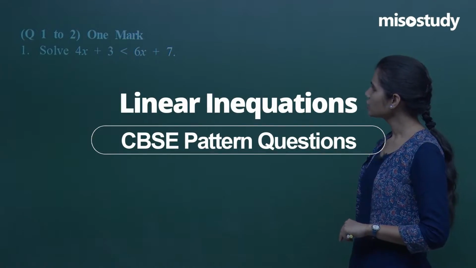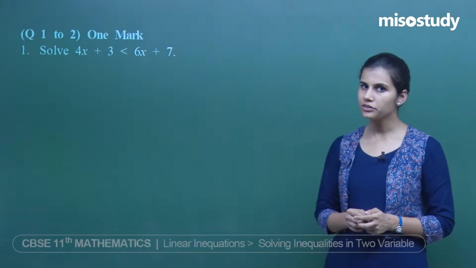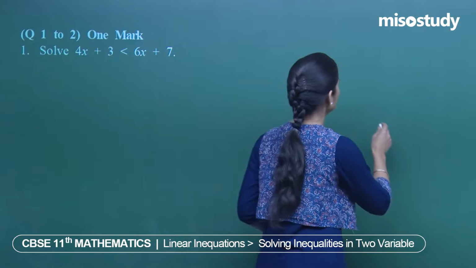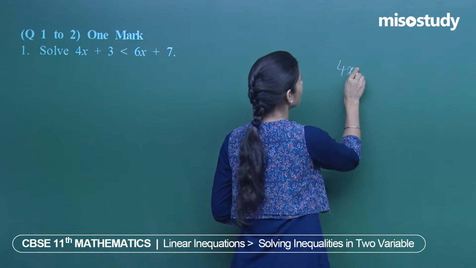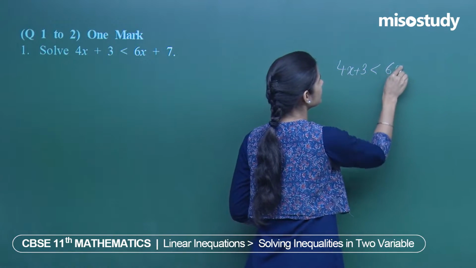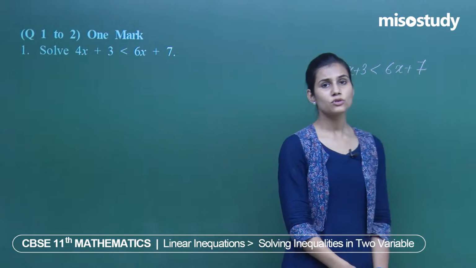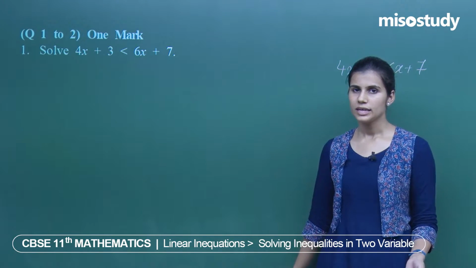It says solve for x this particular linear inequation: 4x + 3 < 6x + 7. So if we have 4x + 3 < 6x + 7, what are the three rules which are required basically to solve any linear inequation?